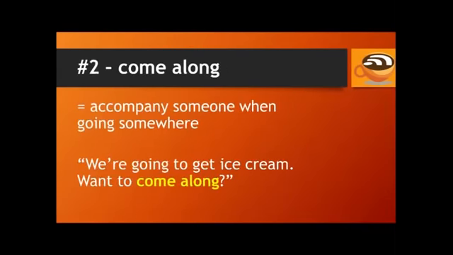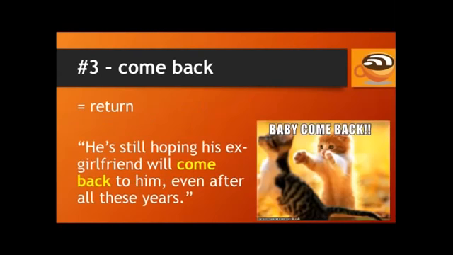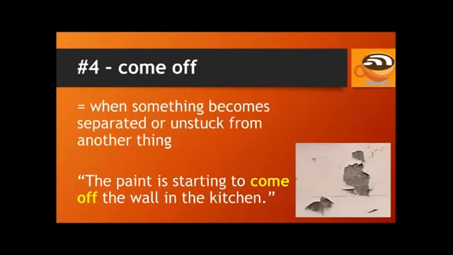Number 2. Come along means to accompany someone when going somewhere. For example, we're going to get ice cream. Want to come along? Number 3. Come back means return. For example, he's still hoping his ex-girlfriend will come back to him even after all these years. Number 4. Come off.